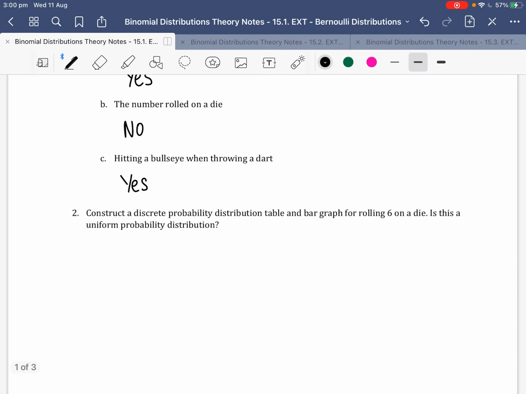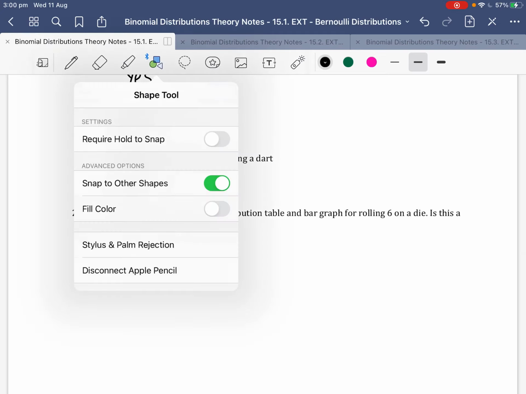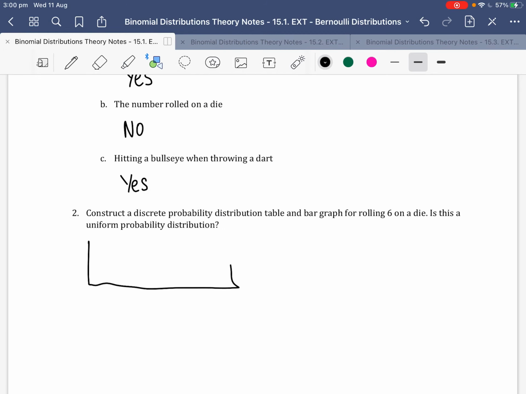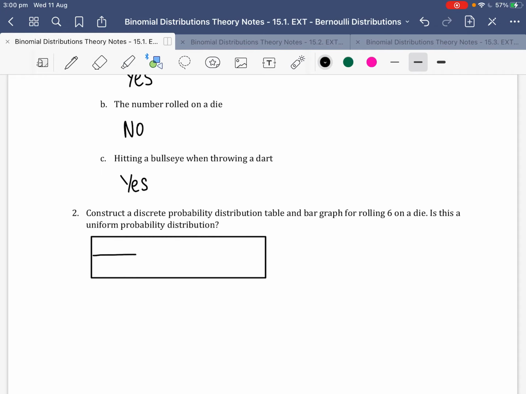So now we want to construct a discrete probability distribution table and a bar graph for rolling a 6 on a die. Is this a uniform probability distribution? So we want to draw up a table. In our table, we want 3 columns and 2 rows. This is our x, and this is the probability of X equals x. And we either have failure or success. So the probability of rolling a 6 successfully is 1 out of 6. So failure is 5 out of 6.